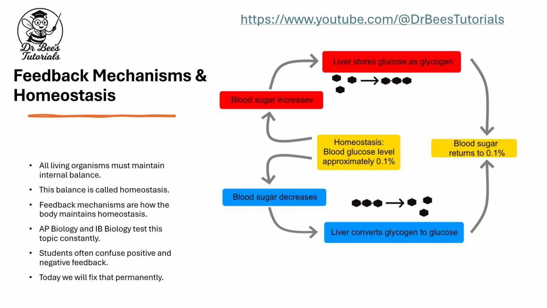Welcome to feedback mechanisms, also known as how your body does not completely fall apart every day. Homeostasis is the reason your temperature, blood sugar, and water balances stay within safe limits. This topic appears all over AP Biology and IB Biology exams. Unfortunately, it is also where students lose easy points.